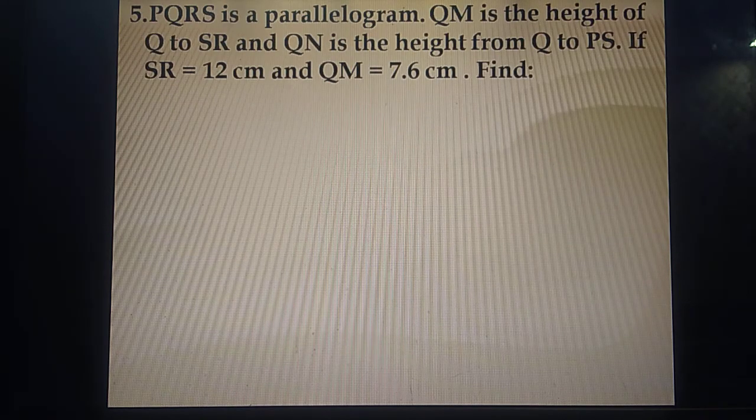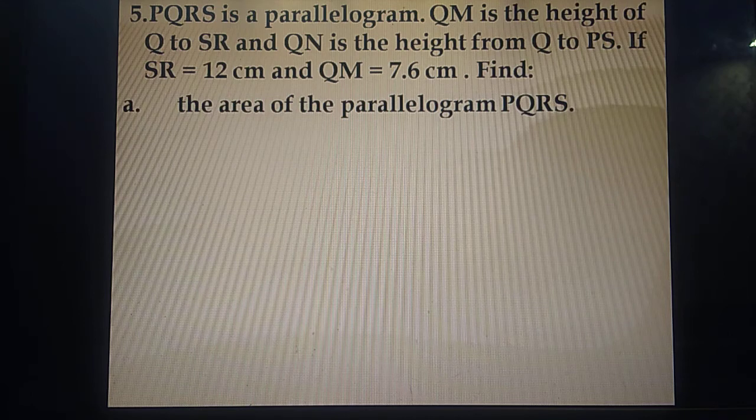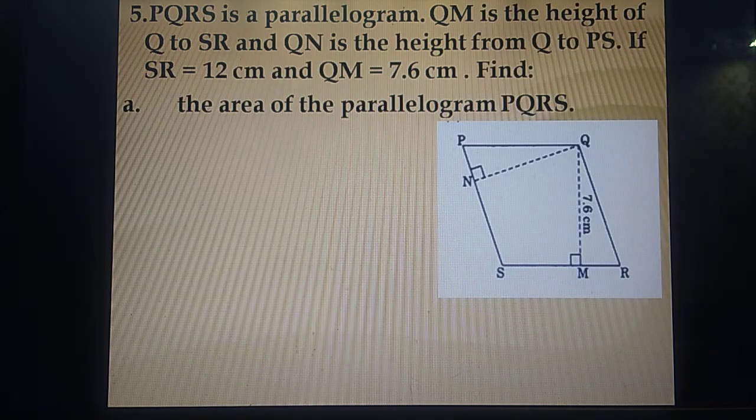Question number 5. PQRS is a parallelogram. QM is the height from Q to SR and QN is the height from Q to PS. If SR is equal to 12 centimeter and QM is equal to 7.6 centimeter, find the area of the parallelogram PQRS. Here, this is a parallelogram.